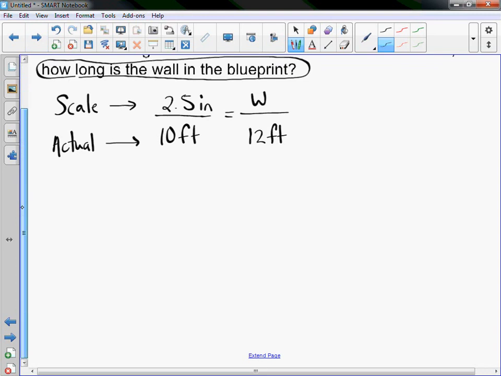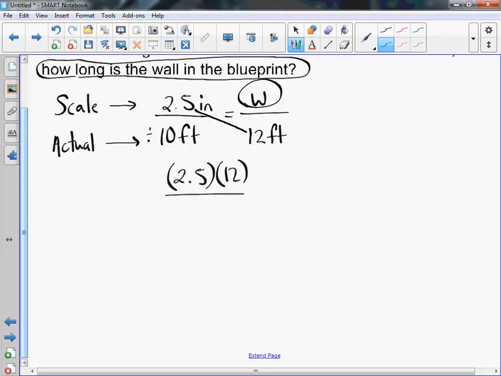Okay? So now all we have to do, well, we can use any of those methods we just used. Okay? The easiest is cross multiply divide. So cross multiply and then divide by this number, because our variable is here. Okay, so, well, let's write that out. 2.5 times 12 divided by 10. Okay, and I'll talk dimensional analysis in just a minute with this.